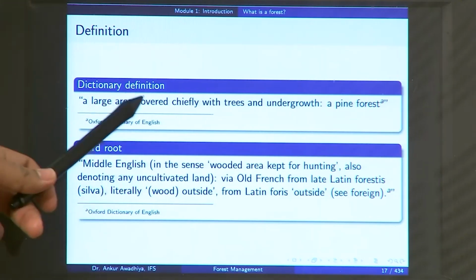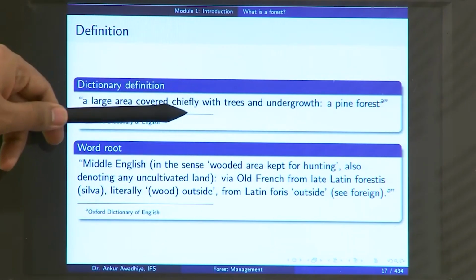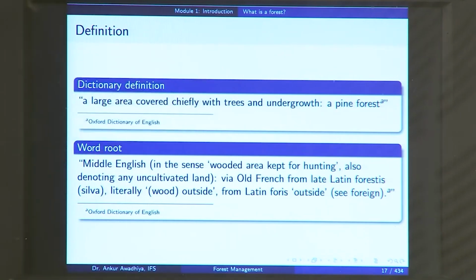Then it says it is covered chiefly with trees and undergrowth, but then you have this word chiefly. So, it is not an essential criterion for it to be a forest. You might be having a forest that is not chiefly covered with trees and undergrowth, probably it is chiefly covered with, say, sand or water, and you are having a few trees. Is that a forest?